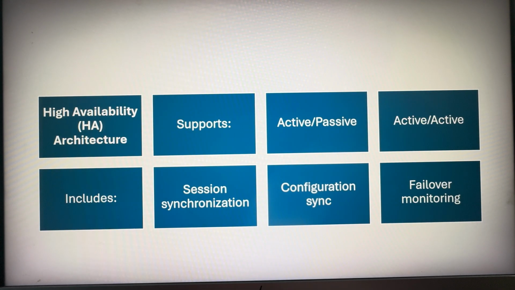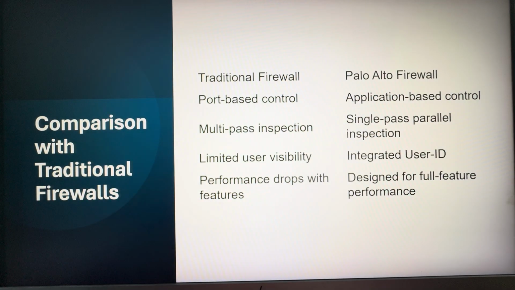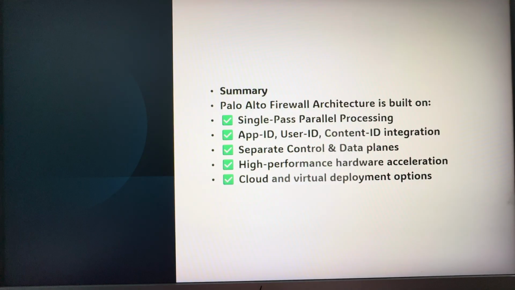High availability in Palo Alto supports active-passive and active-active. It includes session synchronization, configuration sync, and failover monitoring. Traditional firewalls are port-based with multi-pass inspection, limited user visibility, and performance drops with features enabled. The Palo Alto Firewall offers application-based control, single-pass parallel inspection, and integrated User-ID, designed for full feature performance. This is the comparison with traditional firewalls.